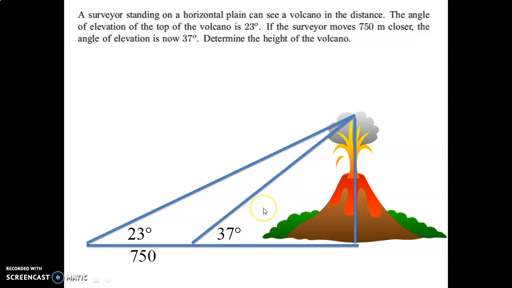Can we solve it? This is very similar to the last problem in this setup. So see if you can now determine the height of the volcano. We're looking for h right here. I'm going to call this x, I'm going to call this h, and let's see what you can set up here. Can you solve it?